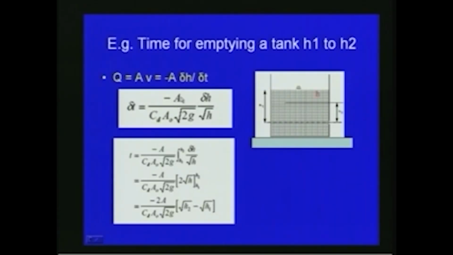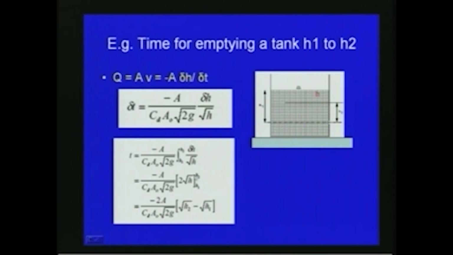From this equation we can write delta T is equal to minus A into, now we will write the discharge equation which we have seen earlier. So delta T is equal to minus A divided by CD into A0 into root 2G into delta H by root H. Now you can integrate this expression with respect to the levels H1 to H2. So T is equal to minus A divided by CD into A0 into root 2G into the integral from H1 to H2 of del H by square root of H.